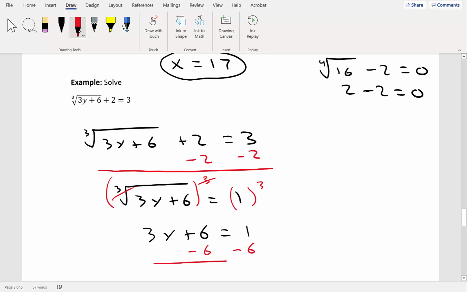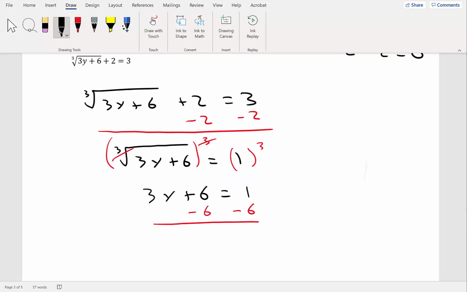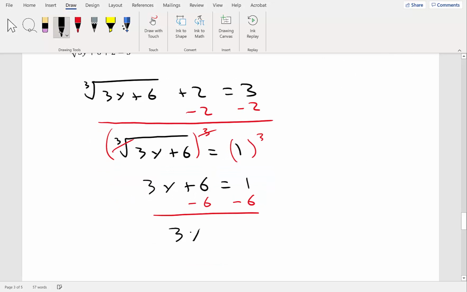Now we go ahead and solve for y. So I'm going to subtract 6 from both sides. I get 3y is equal to negative 5. And now we can go ahead and divide both sides by 3. We get y is equal to negative 5/3.